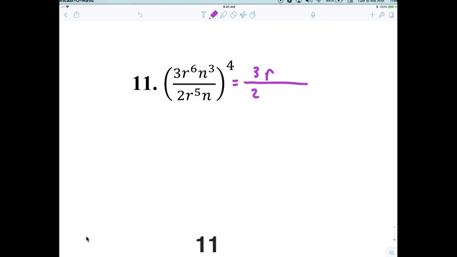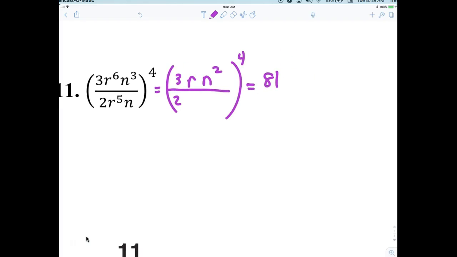R, and then n to the second, raised to the 4th power. So now watch, 3 to the 4th, guys. Look up. 3 to the 4th. 3 times 3 is? 9 times 9 is? 81. 3 to the 4th is 81. That's how you should do it.